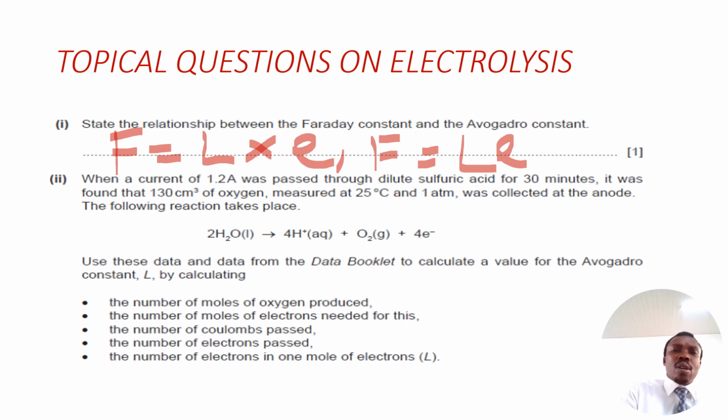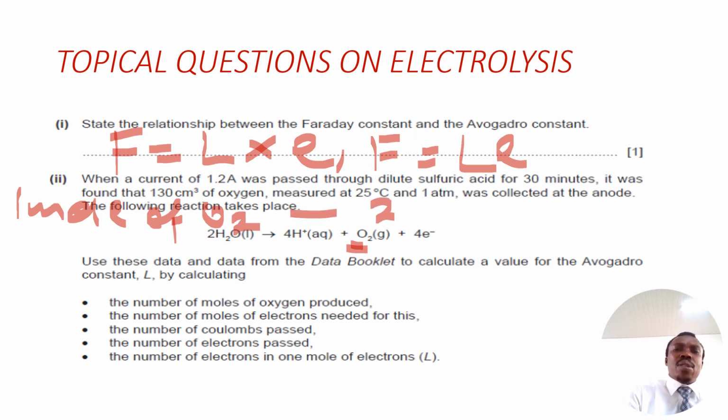So looking at the question, we are going to calculate the number of moles of oxygen produced. From the equation, 1 mole of oxygen is produced, and 1 mole of any gas occupies a volume of 24 dm3. So 1 mole of oxygen has the volume of 24 dm3. How many moles will 130 cm3 of oxygen have? We convert 130 cm3 of oxygen to dm3 by dividing by 1000, which gives 0.13 dm3.